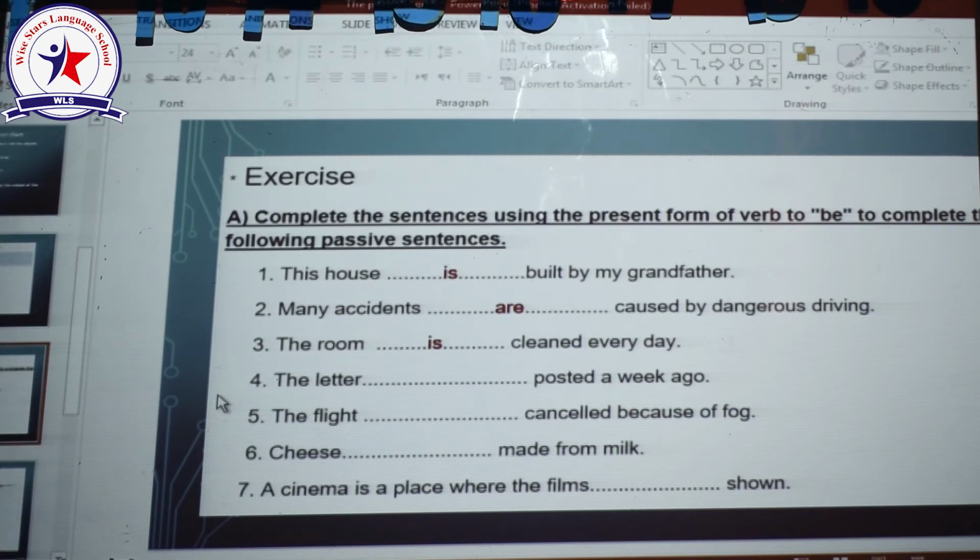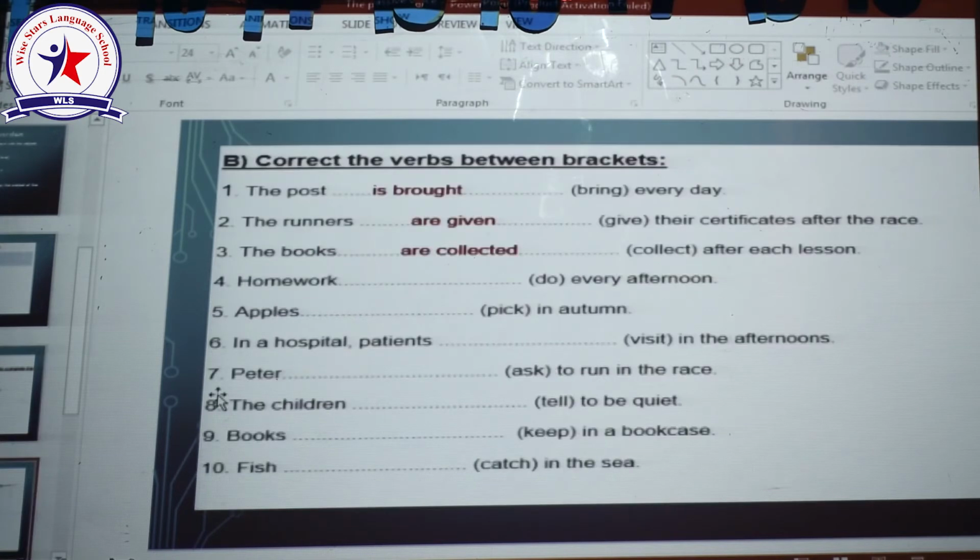You can complete the rest of the exercise on your own, especially because you're going to receive a model answer to check all your answers. Let's move to the next exercise. Exercise B, correct the verb between brackets. Here, we do have a verb between brackets and we have to put it in the passive form, which means, first of all, I have to add the correct form of verb to be, am, is, or are, followed by the past participle form of the verb. Number 1, the post, space, every day.